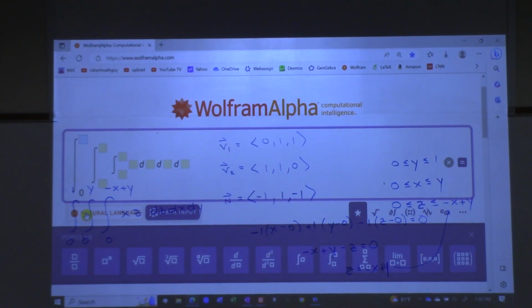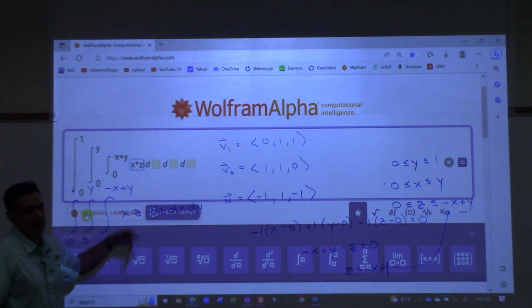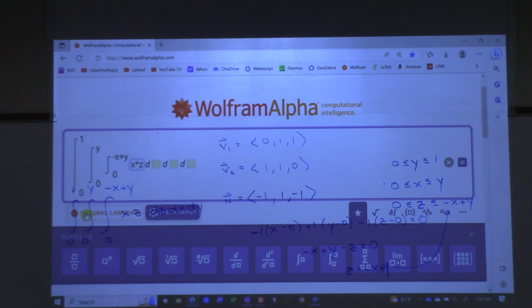0, tab, 1, tab, 0 to y. 0 to negative x plus y. And here, x times z. I always like to put a multiplication symbol in between, because some computer programs will look at xz as the name of a variable, like together. It's weird. Certain programs do it. And then we're going z first, then x, then y, right?